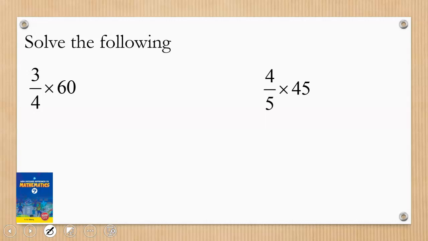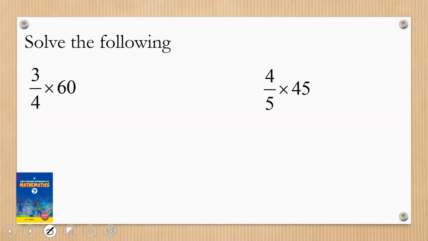For example, I have a question like this. Solve the following. We want to find 3/4 of 60. The assumption is that, let's say we have a class of 60 students, and we say 3/4 of the class study mathematics or like mathematics. So how do we find that 3/4 of the class who like mathematics out of the total number of 60?